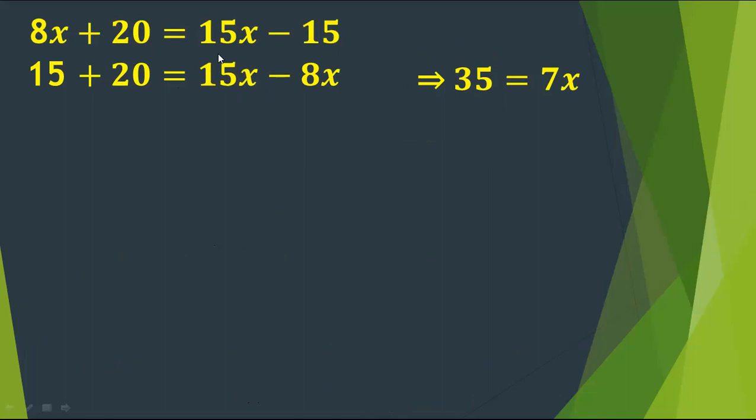7x equals, transform 15 to the other side, 15 plus 20. Don't forget, when we transform any term, we change its sign. Here negative 15, transform, yes, positive 15. Then 7x equals 35. Here 7 is the coefficient. To cancel this coefficient, divide by 7, both sides. Then x equals 5.